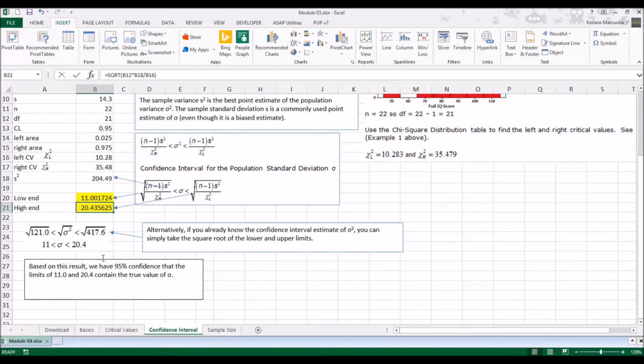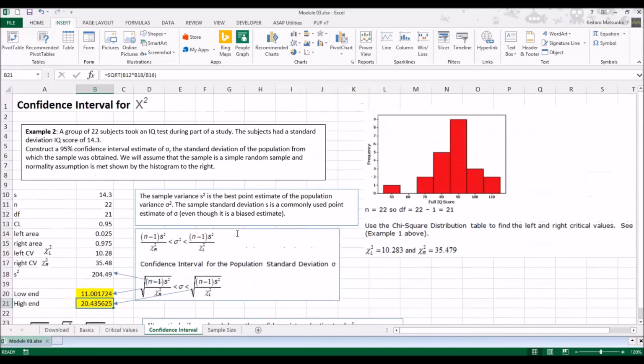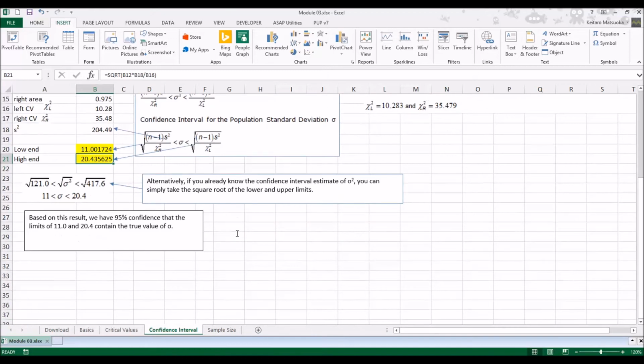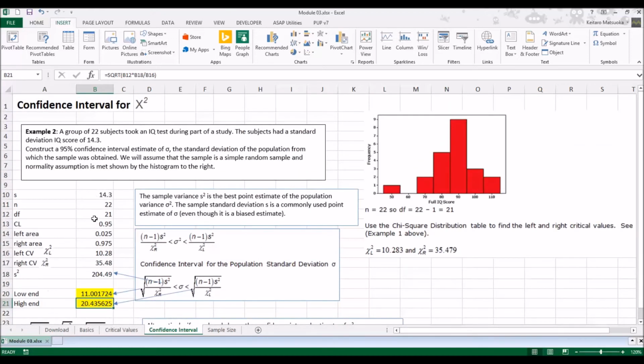Based on this result, we have 95% confidence that the limits of 11.0 and 20.4 contain the true value of sigma. If you want to estimate sigma, you use chi-square using these steps here.